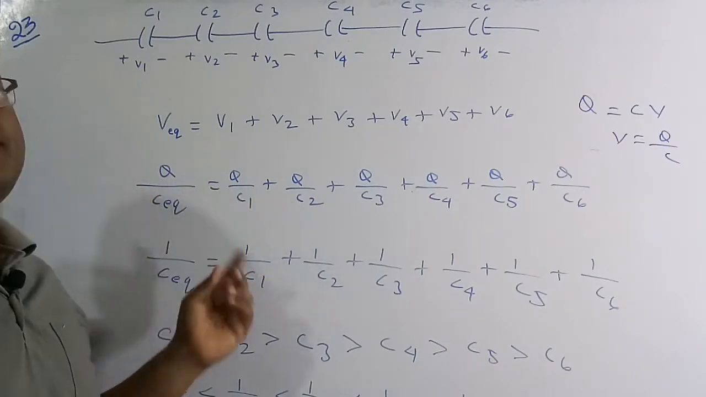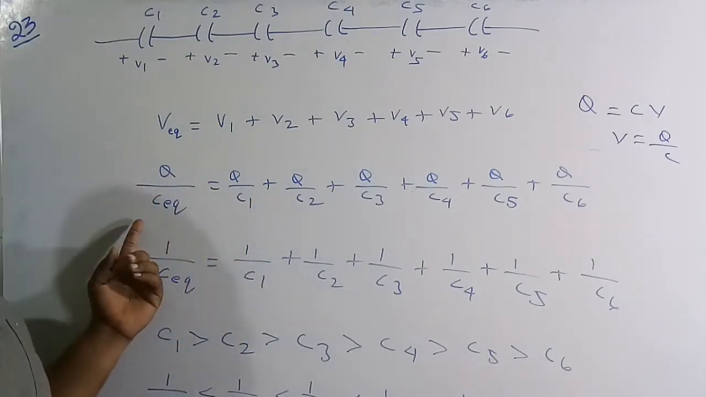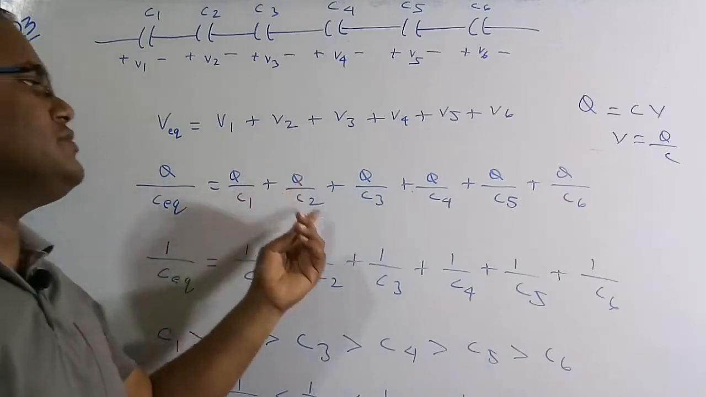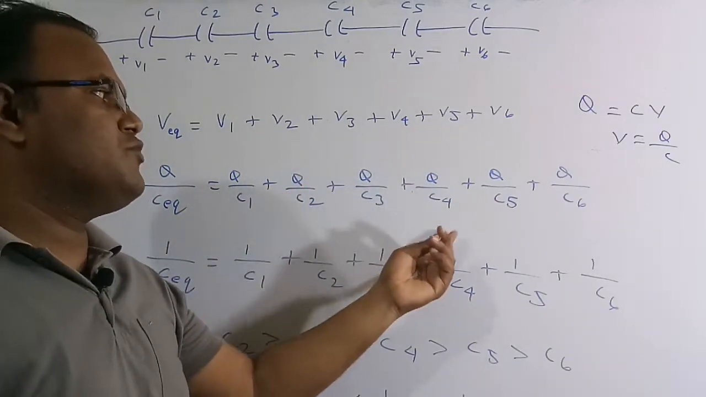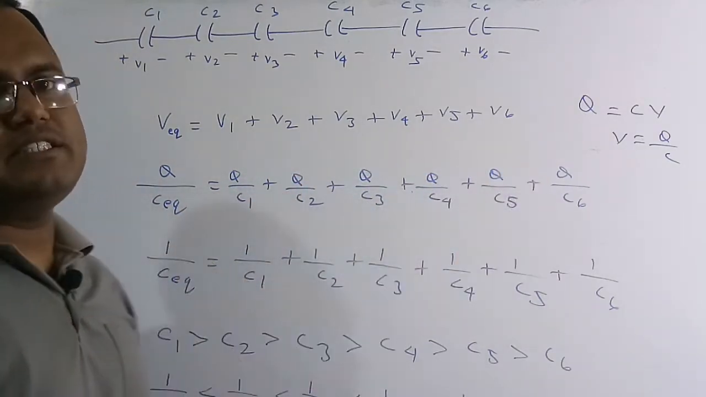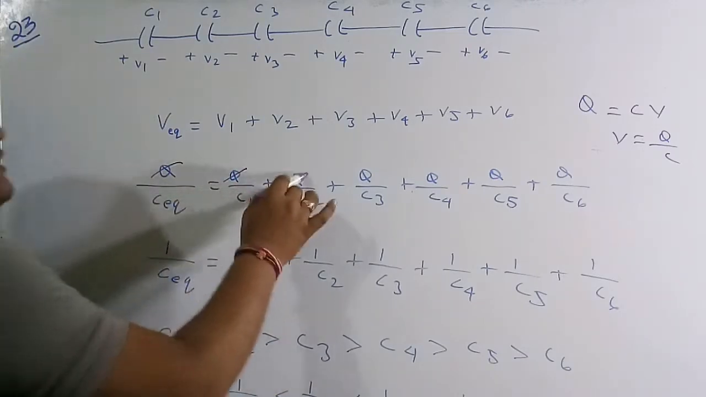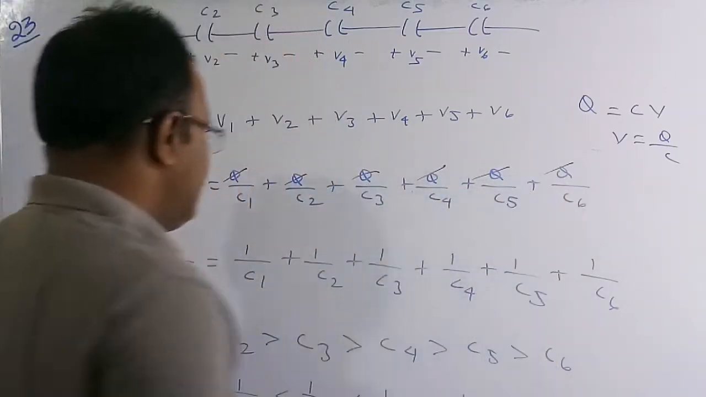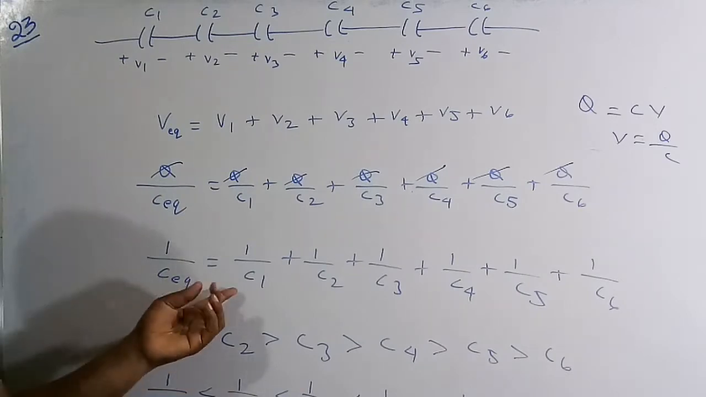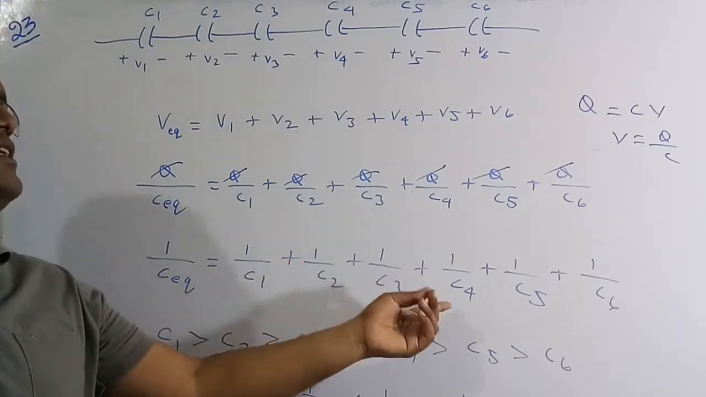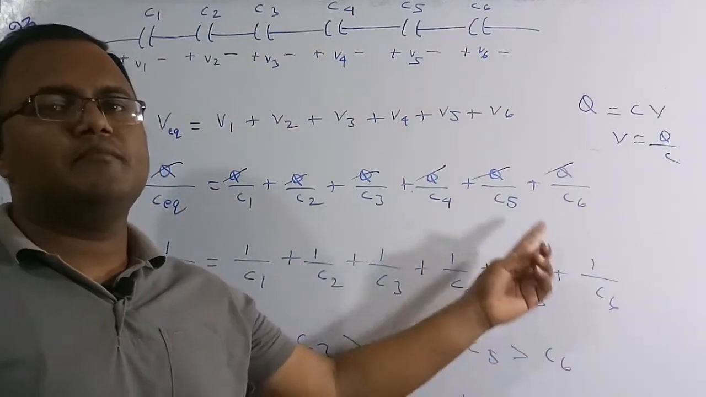Charge is the same for each and every one. Therefore we can write Q by C equivalent is equal to Q by C1 plus Q by C2 plus Q by C3 plus Q by C4 plus Q by C5 plus Q by C6. All the Q are going to get cancelled. So finally we get 1 by C equivalent is equal to 1 by C1 plus 1 by C2 plus 1 by C3 plus 1 by C4 plus 1 by C5 plus 1 by C6.